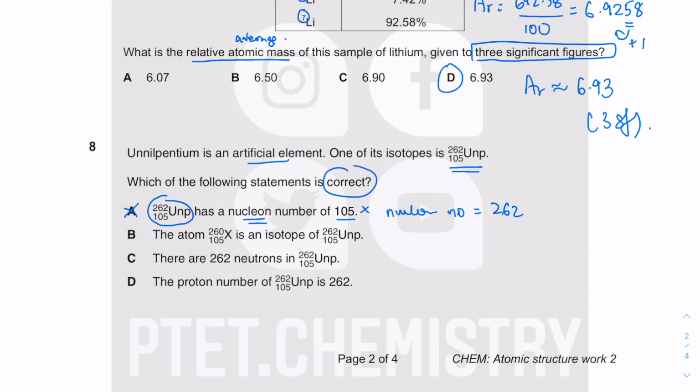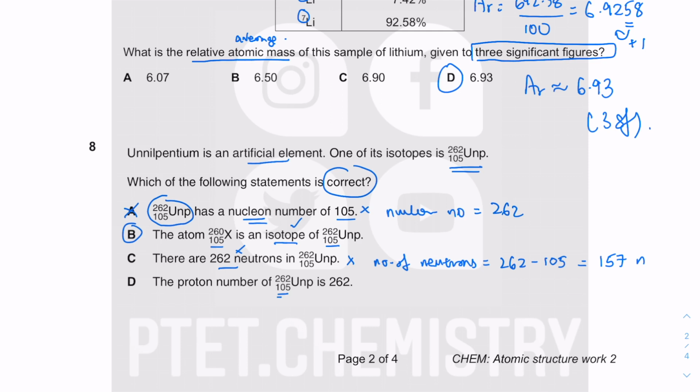The next bit, 105 and 105, so they are the same element, so that's good. 260 and 262: same number of protons but different number of neutrons is an isotope, so B is actually correct. The next bit is talking about the number of neutrons, which is incorrect. The number of neutrons is equal to 262 minus 105. I don't need to calculate it, but I want to show you that there are actually 157 neutrons and not 262 neutrons, because 262 is the nucleon number, which is the sum of the proton number and the neutron number.